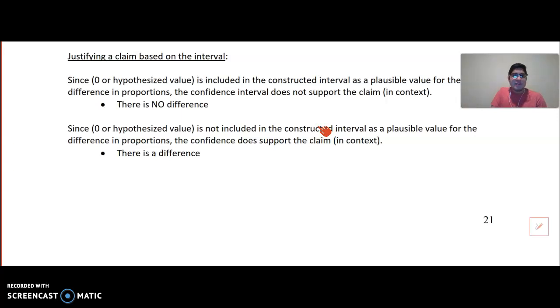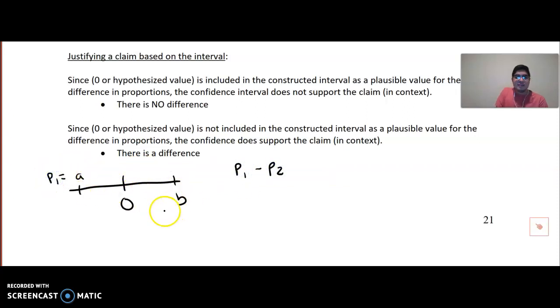Now, if I have this confidence interval, let's say here's A, here's B. Let's say 0 is in there. Well, if I'm looking at the difference here, P1 minus P2, and let's say this is P1, let's say this is P2, the only way that A minus B can be 0 would be if A equals B. And if they're equal, there actually is no difference, right? It's included in the interval as a plausible value, meaning it doesn't support the claim that there is a difference.